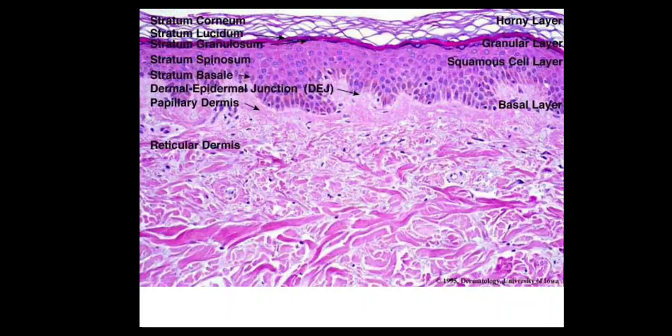So now, what are the 5 layers of skin? You have stratum corneum, that is the most superficial layer. Then you have stratum lucidum, stratum granulosum, stratum spinosum, and finally you have stratum basale. Then you have the dermo-epidermal junction, that is the DEJ, and then you have the dermis, which is divided into papillary dermis and reticular dermis.